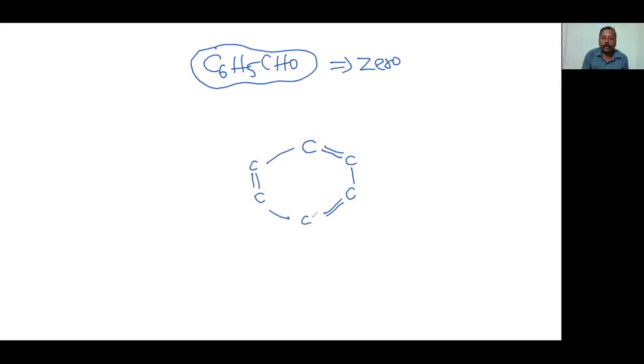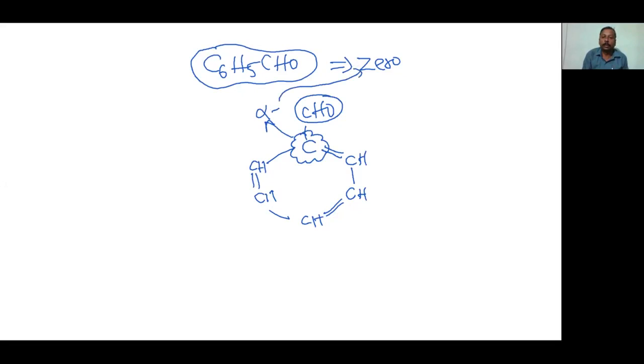Okay, so this is the benzene ring. Now, in this benzene ring, see, this is the CHO. Okay, so this is the active carbon. Now, this is the alpha carbon. Does it have any hydrogens? No, there are no hydrogens on the alpha carbon.